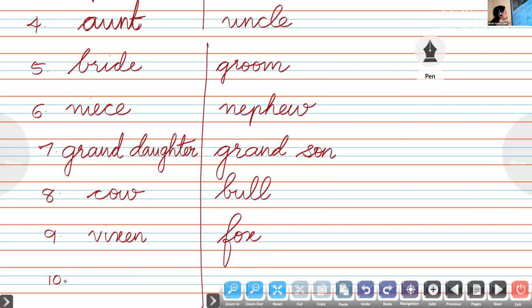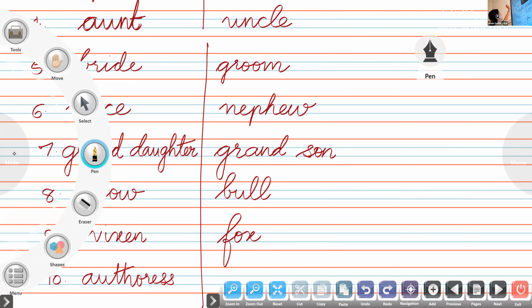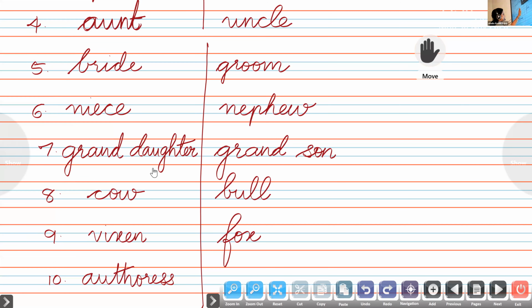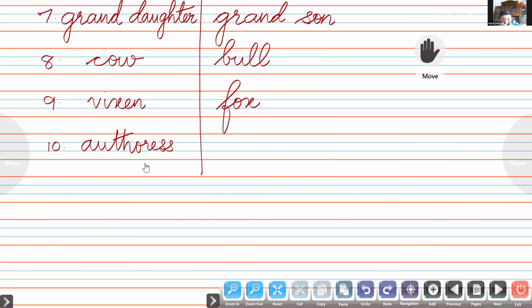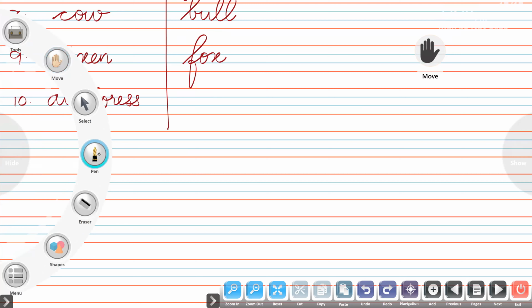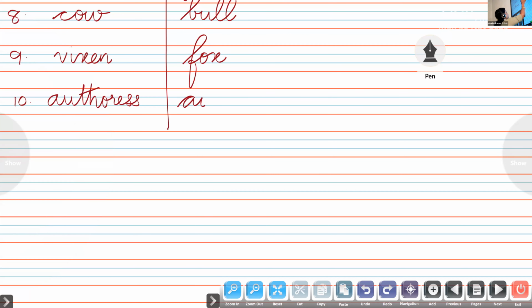The 10th one is authoress. A-U-T-H-O-R-E-S-S. Authoress. Who can make an attempt for this? Can give me the answer. Aradhya, are you ready? Aradhya, come on. What is the masculine gender for authoress? Author. Author, very good. A-U-T-H-O-R. Author. Very good. Okay. Now we'll move on to the 11th one.